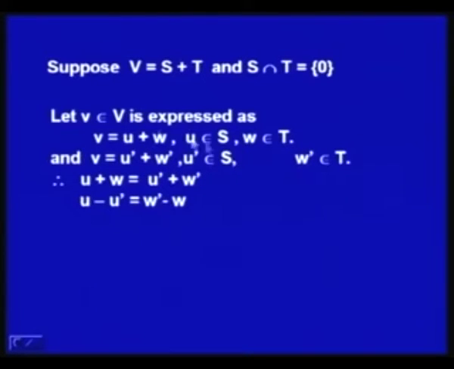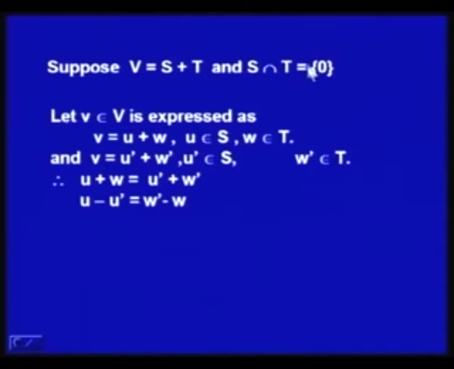Now, to do this, let V belong to the space, expressed as V is equal to U plus W, U belonging to S and W belonging to T. At the same time, the same vector V can also be expressed as U dash plus W dash, where U dash belongs to S and W dash belongs to T. Since the two vectors are the same, I can write U plus W is equal to U dash plus W dash, or I can simplify it to U minus U dash is equal to W dash minus W. Now, U minus U dash belongs to S and W dash minus W belongs to T, and they are equal.